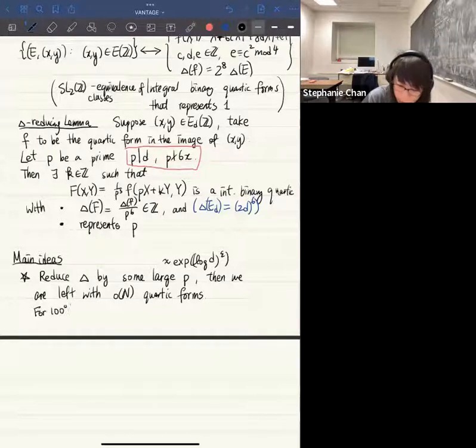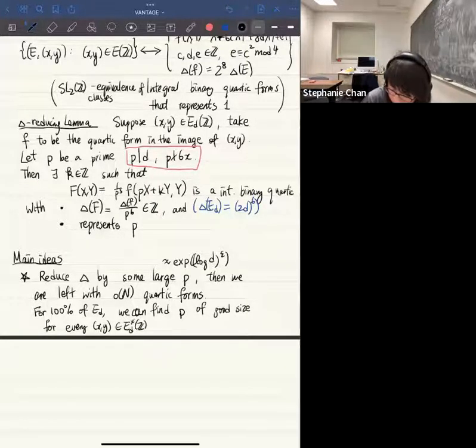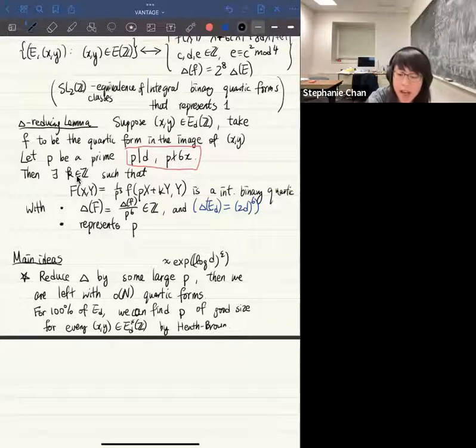From Heath-Brown's argument, we can show that for 100% of the curves, we can find a p of a good size, the size we want, for every non-trivial point. It doesn't follow exactly from Heath-Brown's statement, but it does follow. It's something that you could just take out from the proof on the two-sum.